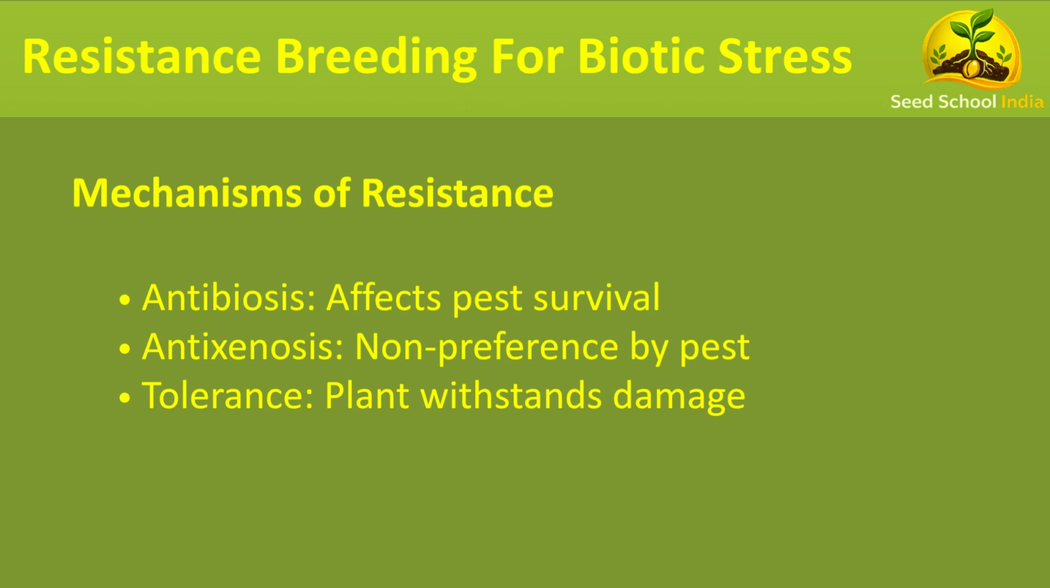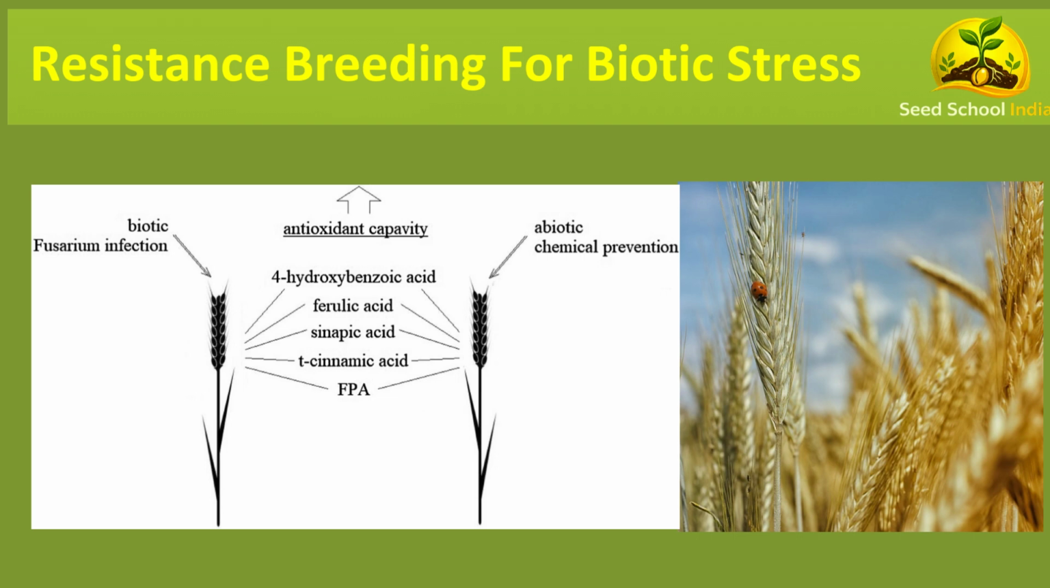Plants defend themselves against pests and pathogens through different mechanisms. Antibiosis affects the biology of the pest, for example, reducing its survival or reproduction. Antixenosis refers to non-preference, where pests avoid the plant due to unfavorable traits. Tolerance allows the plant to withstand damage without significant yield loss. Understanding these mechanisms helps breeders select the right trait during breeding.